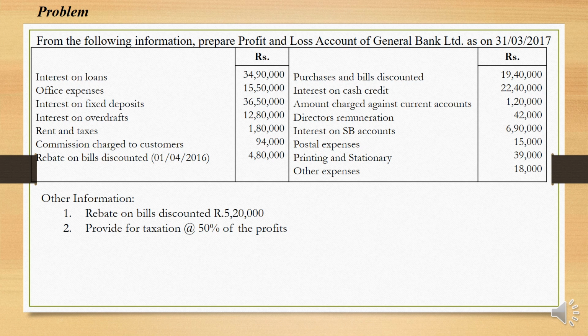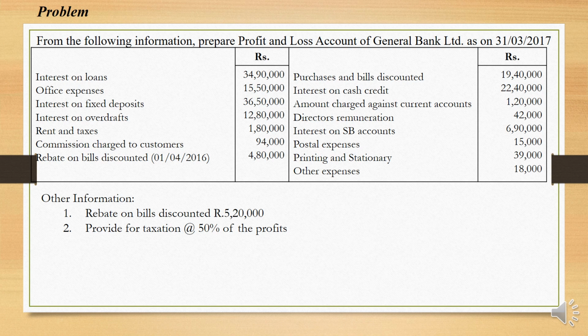Interest on cash credit, again belongs to schedule number 13. Then amount charged against current accounts, so this is again income, so other income it is. Directors remuneration, operating expenses. Interest on SB accounts, so schedule number 15, interest expended. Postal expenses, operating expenses. Printing and stationery and other expenses are the other expenses. So rebate on bills discounted, it is 5,20,000, so this has to be deducted and this has to be added to the current income, so that we will get the actual interest, or schedule number 13 complete.